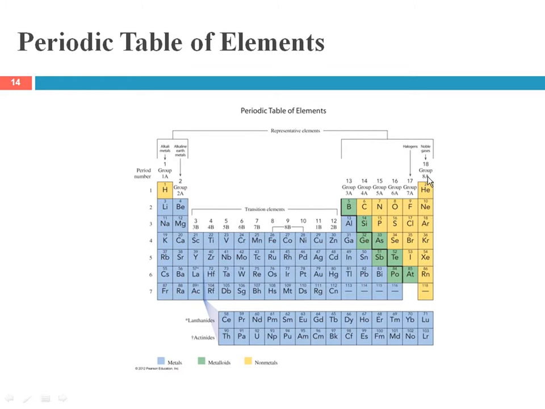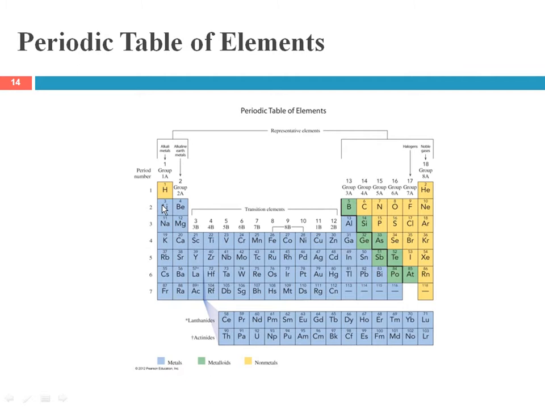The group number corresponds to the valence electrons, and these electrons are the most important electrons in the atom, because they're the most accessible. They can react and form bonds with other atoms, and so on. So if we look here, our group 1, anything in this group is going to have one valence electron.